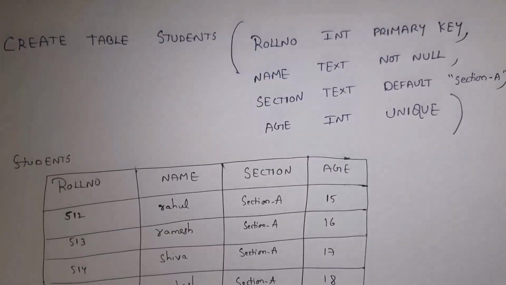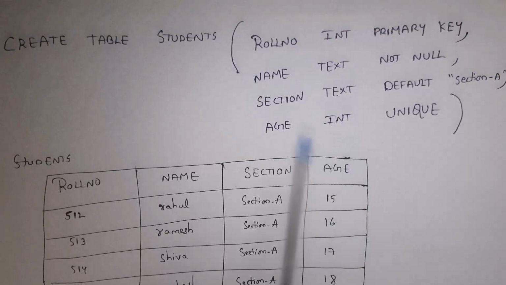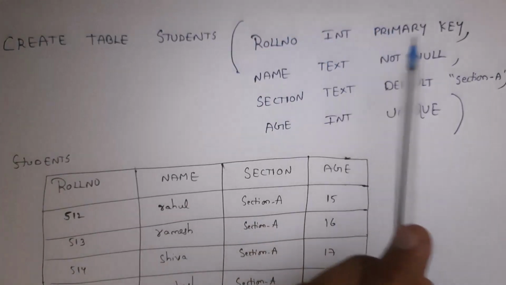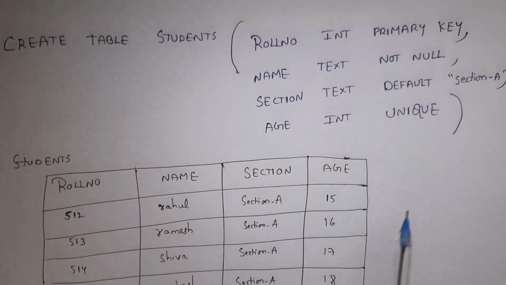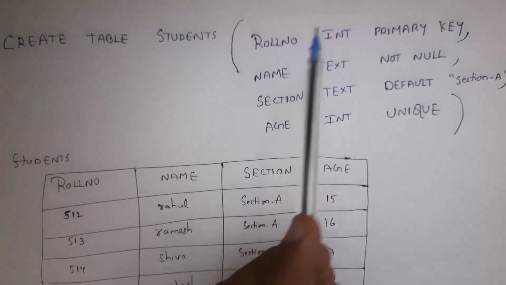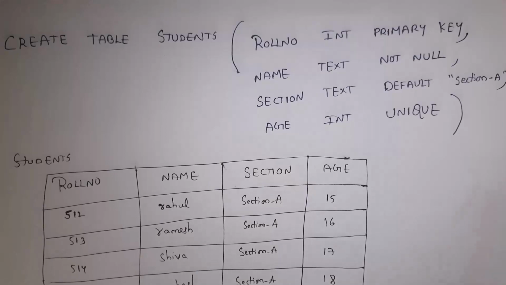So just write here roll number. Inside roll number column, I want to enter integer values like roll number 12, 13, and so on. So write roll number, data type that is int. Here I am giving primary key. Primary key is nothing but if any column contains unique values, for that column you can give primary key. It acts as the main column. So I wrote here roll number int primary key, comma.